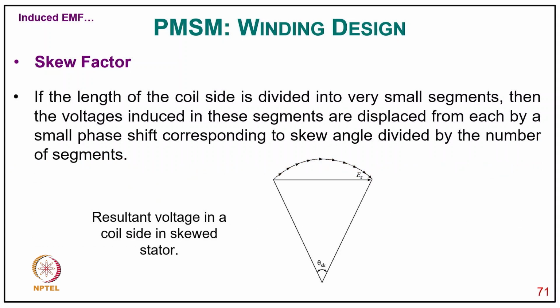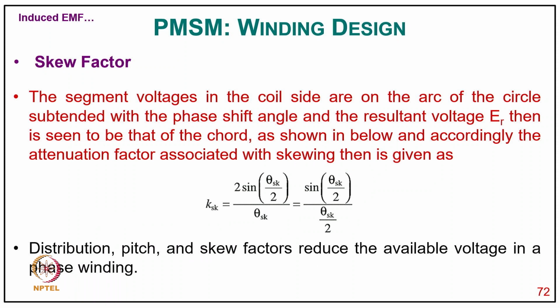Here you can see the angle of skewing, and the resultant ER as a phasor sum of the different voltages. If the length of the coil side is divided into very small segments, then the voltages induced in the segments are displaced from each other by a small phase shift corresponding to the skew angle. So here is the resultant voltage in a coil side in a skewed stator.